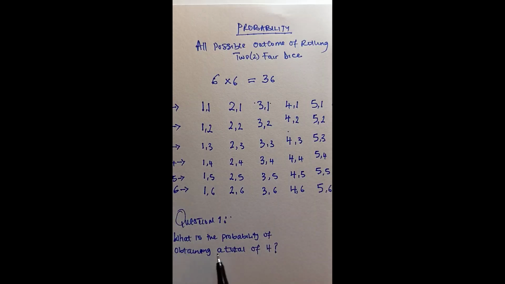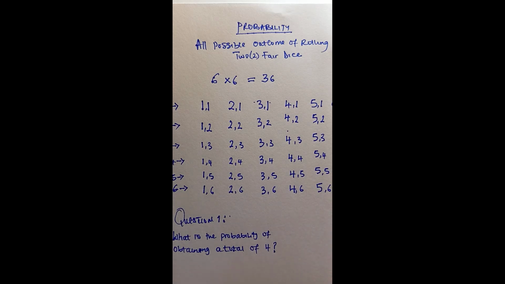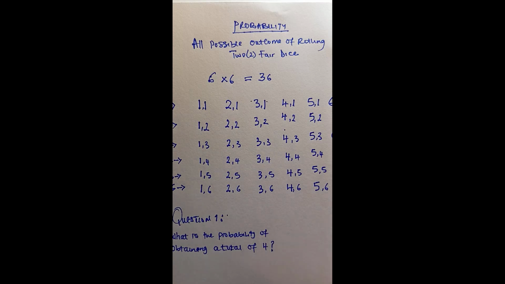So we have the first question here, which says, what is the probability of obtaining a total of 4? Total of 4. So what is the chance that we're going to have 4 from rolling 2 fair dice? So it can be maybe the first die gives you 1, the second die gives you 3, or the first die gives you 2, the second die gives you 2 also. So that is what this question is all about.